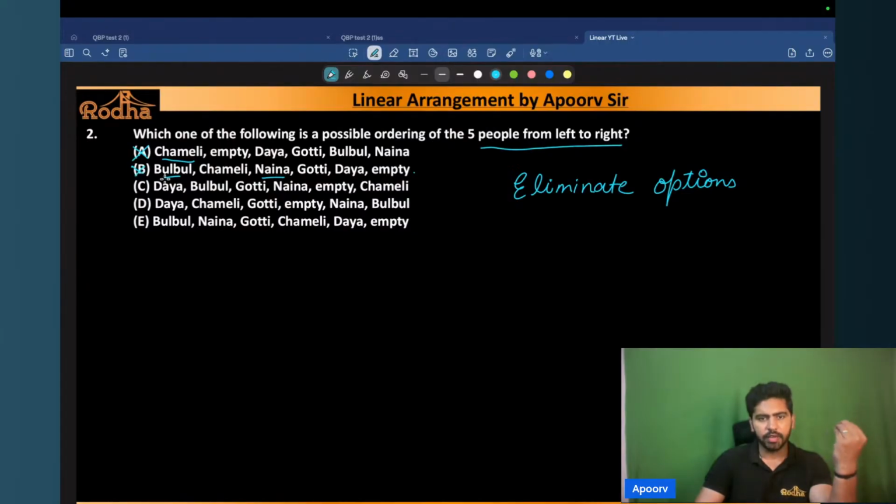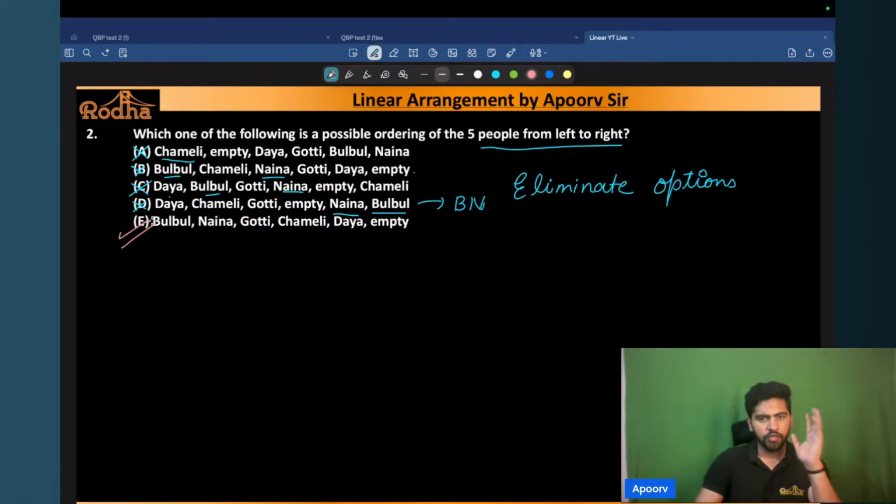In the third one, if you see here, Bulbul and Nana, again, they are not together. So for the same very reason, I can eliminate option number C as well, right? If you look at option number D, Bulbul and Nana are together, but Nana is to the immediate left of Bulbul. But it had to be the other way around. Bulbul was supposed to be to the immediate left of Nana. So that is why option D is also ruled out. So the only option that fits is option number E here. So that is my correct answer.